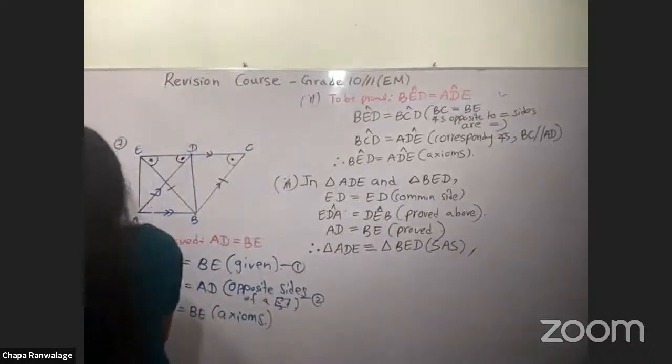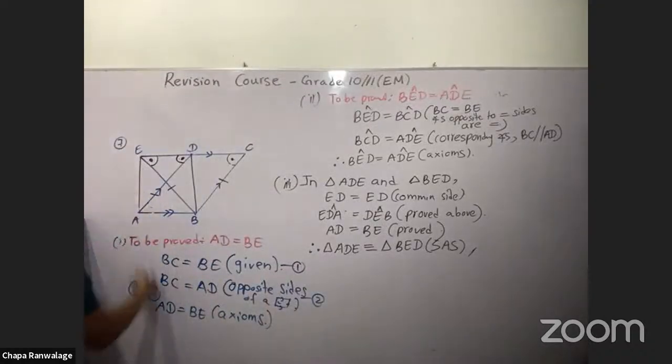Then, when the lines AE and BD are both produced, they meet at F.